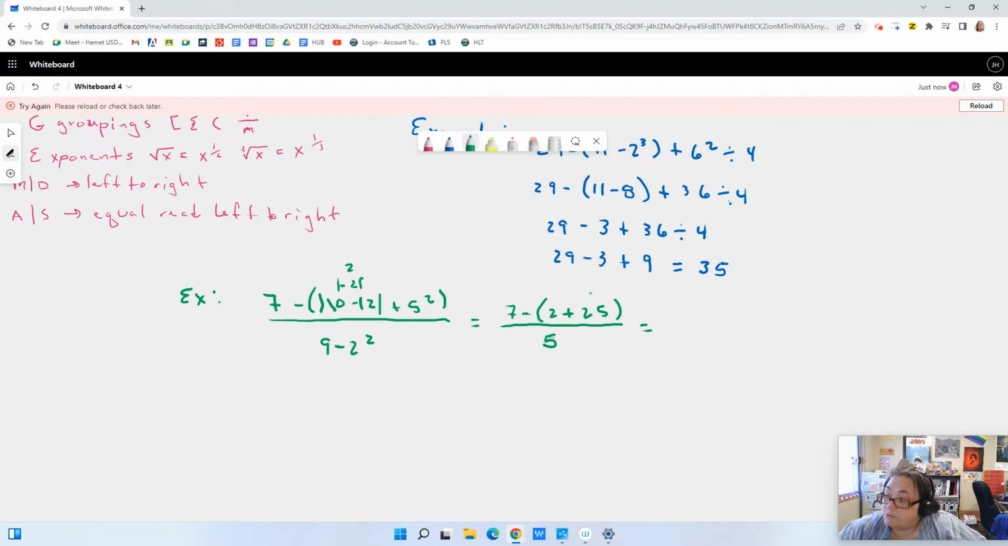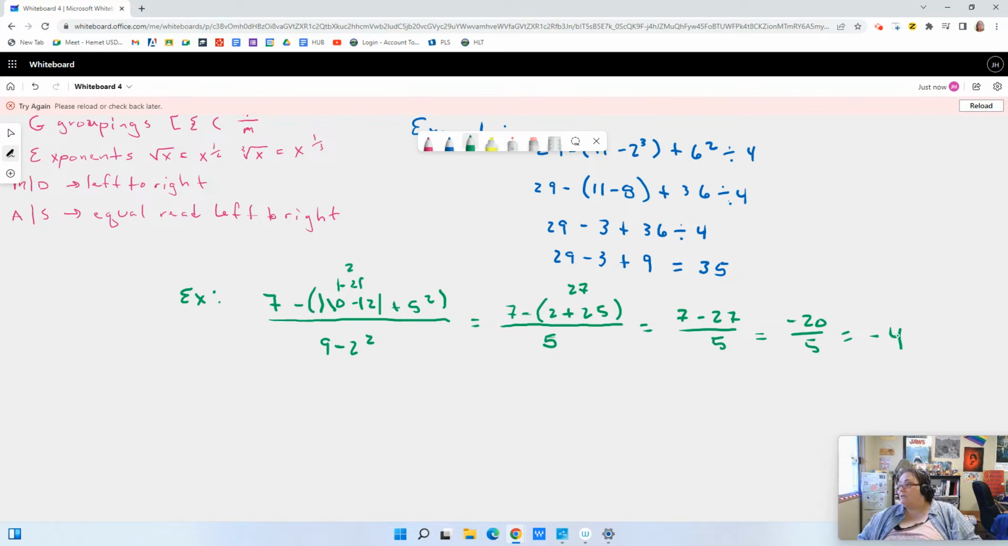I still have this grouping that's 2 plus 25, right? So we're going to call that 27. And ultimately what I have is 7 minus 27 over 5. 7 minus 27 is negative 20 over 5. And now we can do our division, which is negative 20 divided by 5, which is negative 4.